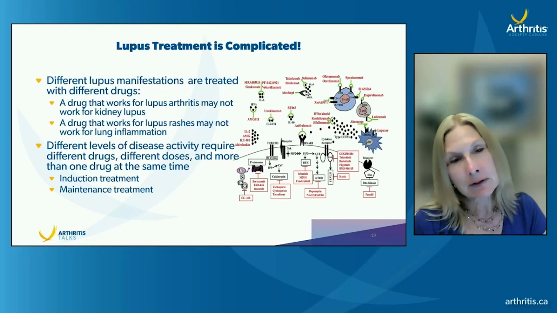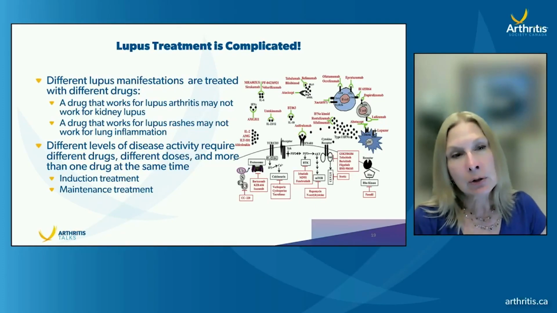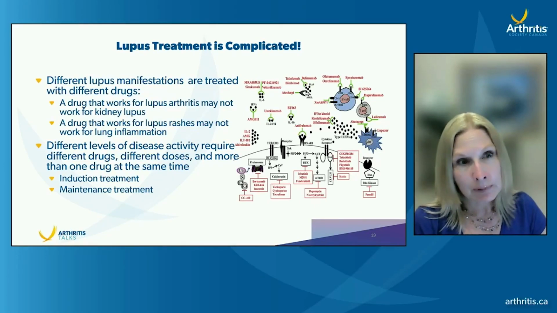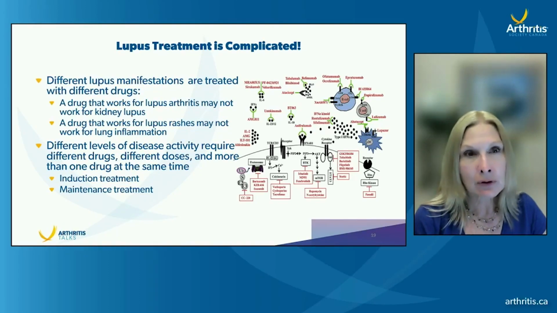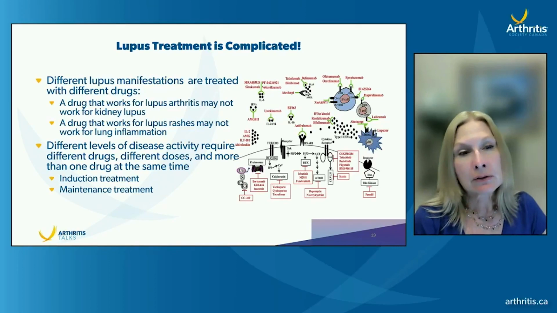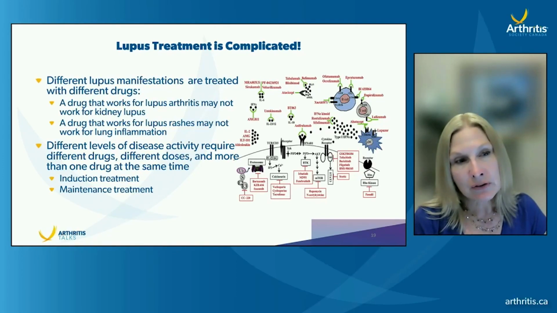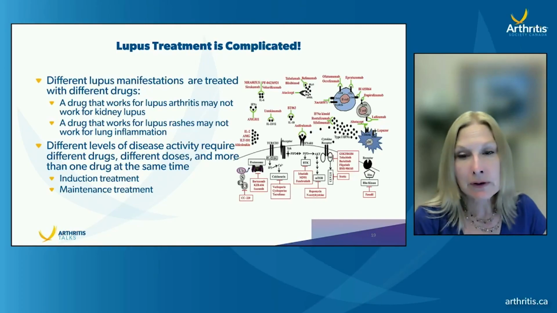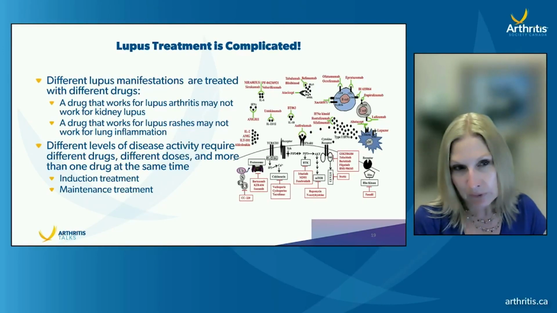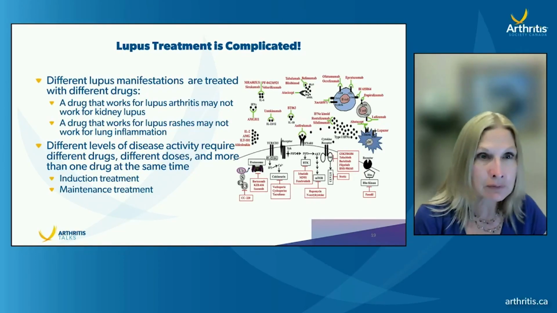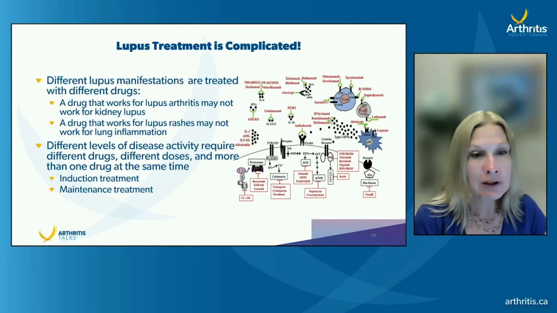To make it even more complicated, lupus treatment is equally complex. There is unfortunately no one-size-fits-all treatment. The different manifestations are treated differently with different drugs. And it may well be that a drug that is working well for lupus arthritis might not work for kidney lupus. And a drug that works for lupus rashes might not work for lung inflammation or something along those lines.